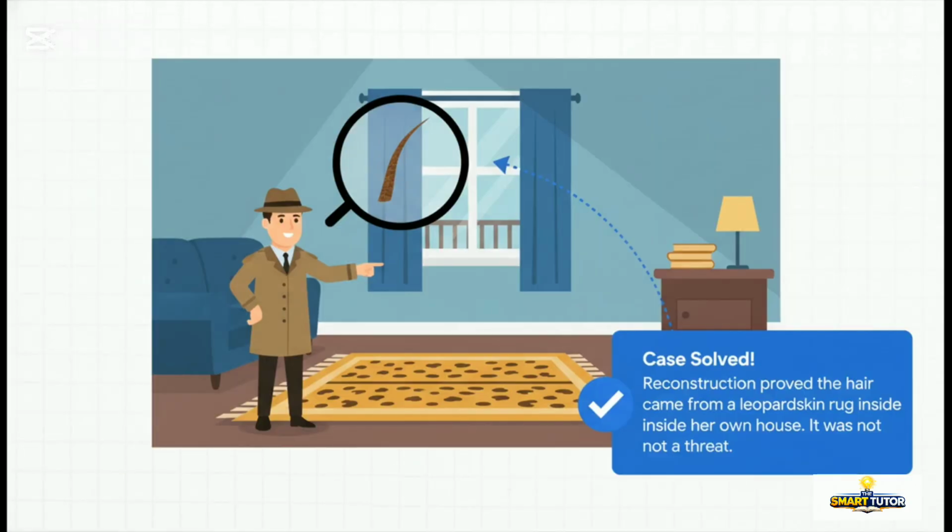But the truth? Well, the truth, thanks to scientific reconstruction, was way simpler. The analysis of the hair, and just as importantly its context, proved that it actually came from a leopard skin rug that was inside her own house. It wasn't a threat. It wasn't aliens. It was just a piece of a rug. And that's the power of reconstruction. It separated a really scary story from a very simple fact.